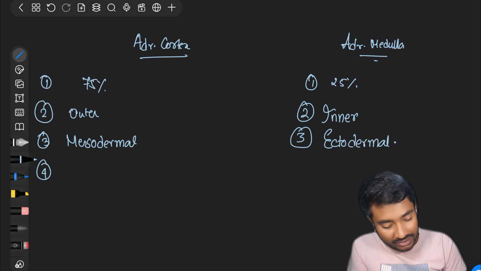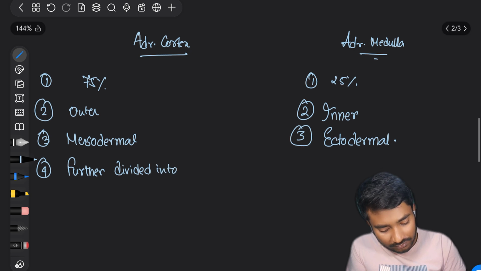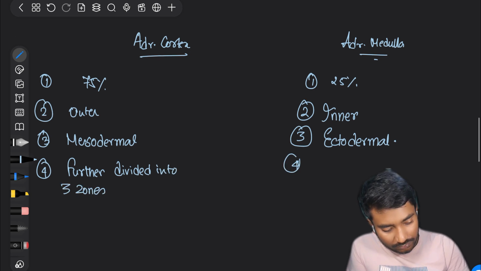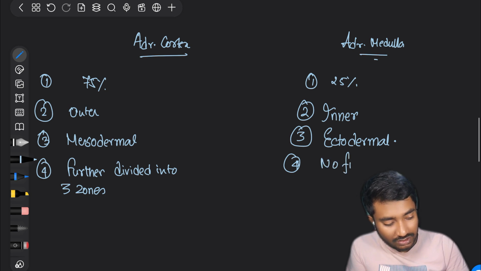The cortex is further divided into three zones. The medulla has no further division.